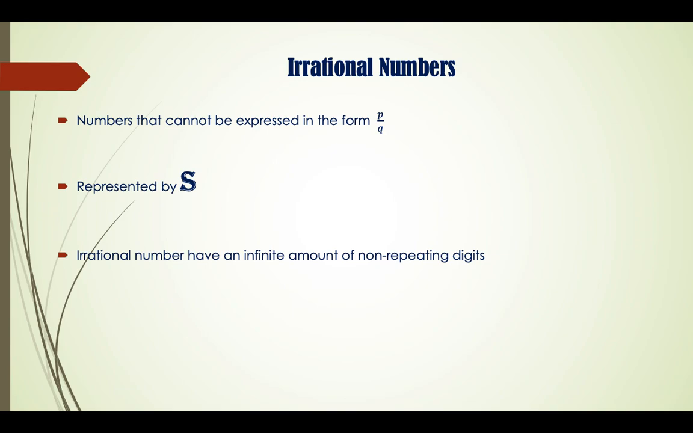Another thing I would like to mention about irrational numbers is that irrational numbers have an infinite amount of non-repeating digits behind the decimal point. Some examples of irrational numbers are the square root of 2, or the negative square root of 11, or the number pi, which, as we all know, is the ratio of a circle's circumference to its diameter. The number pi has an infinite amount of non-repeating digits behind the decimal place. But for the purpose of this presentation, I have shortened it to just 3 decimal places.